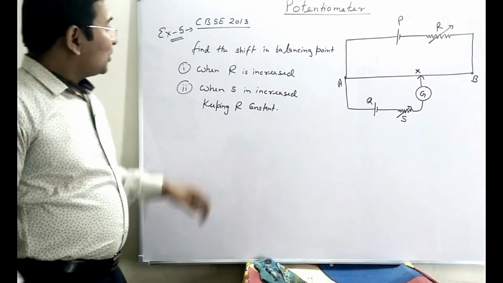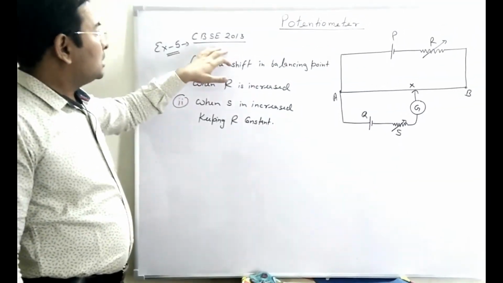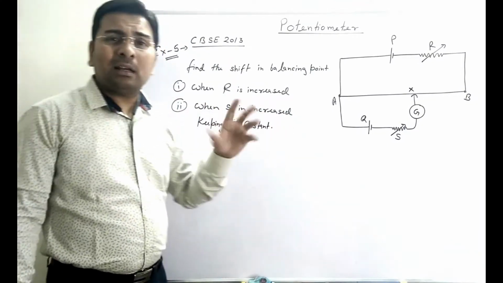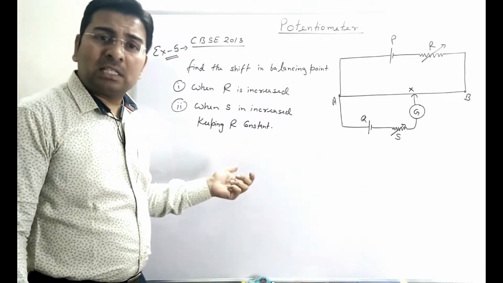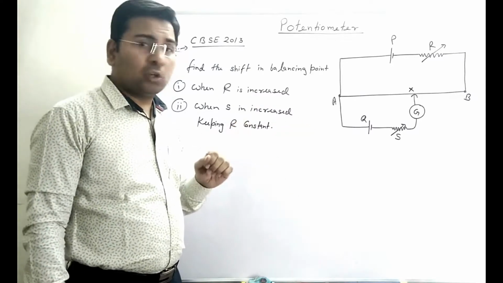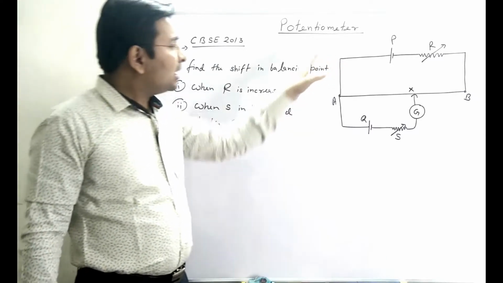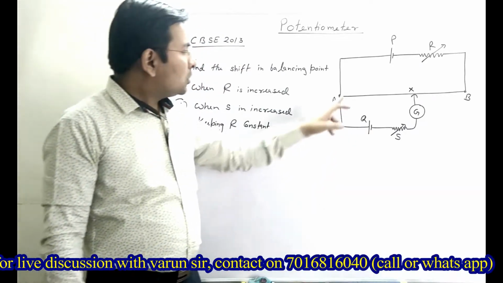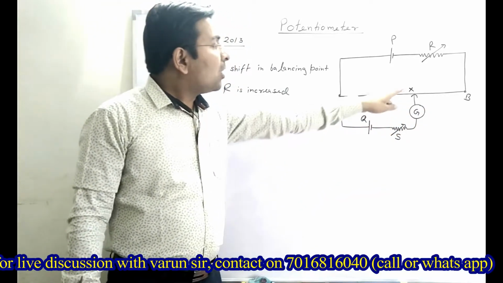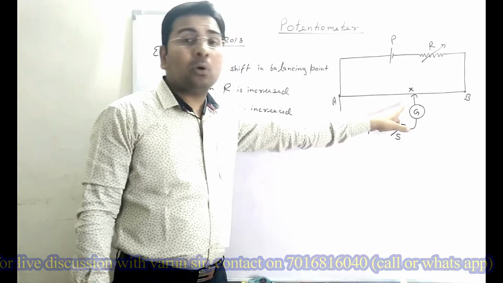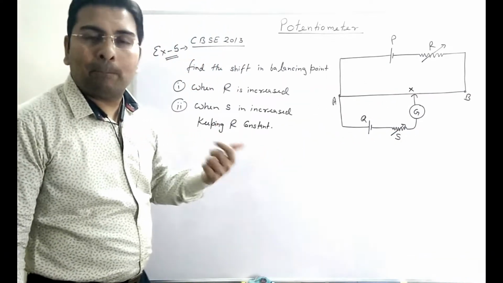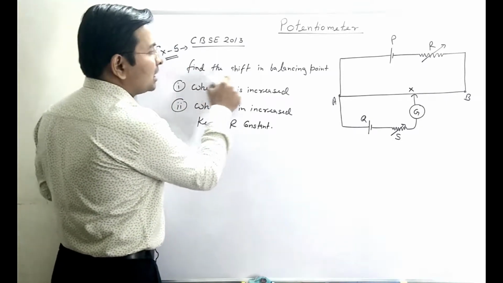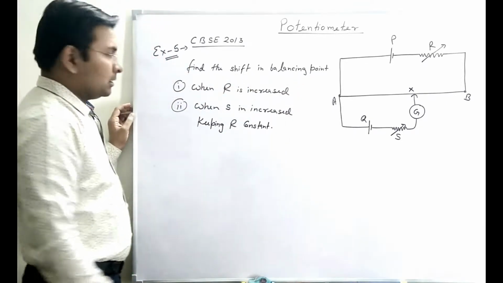ओके बेटा, so the next question we have taken is from CBSE 2013 and here this numerical did not come. There was a conceptual question based on potentiometer. So what it is saying, there is an arrangement of potentiometer as shown in front of you. So again AB is a wire और X पे क्या मिल रहा है आपको, null point length or balancing length we can say. Now what is the question? It is saying find the shift in balancing point.